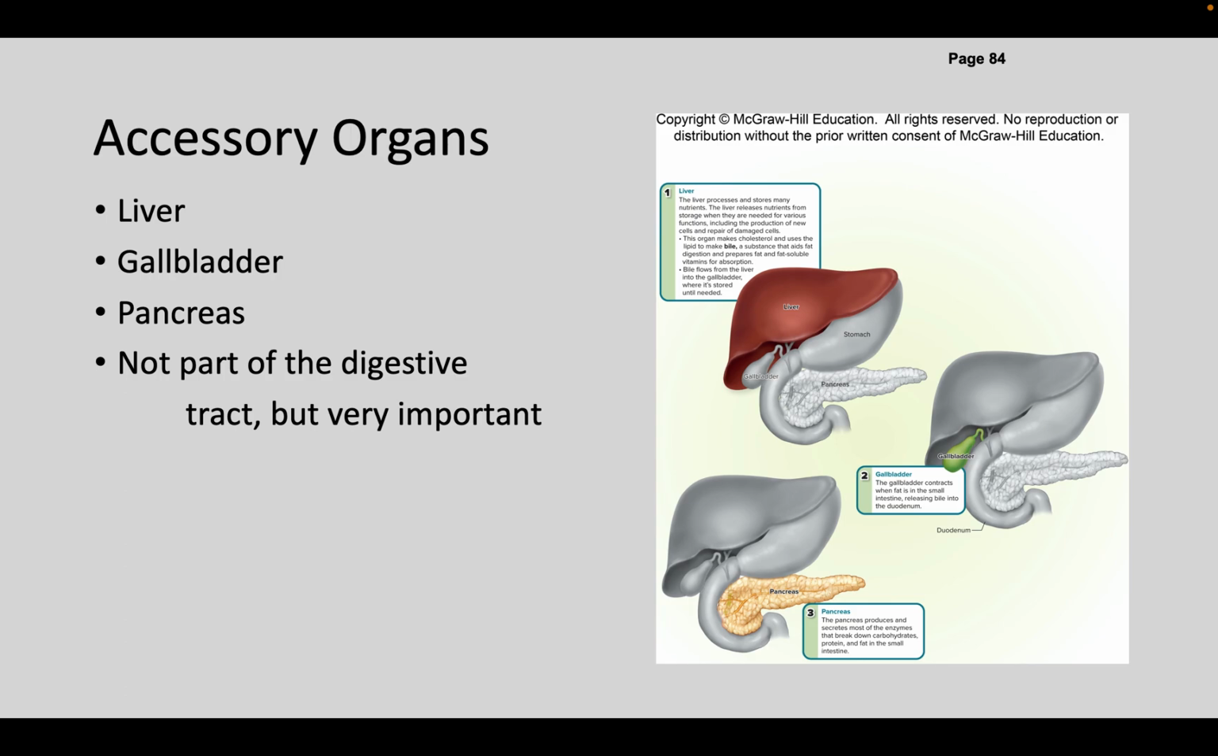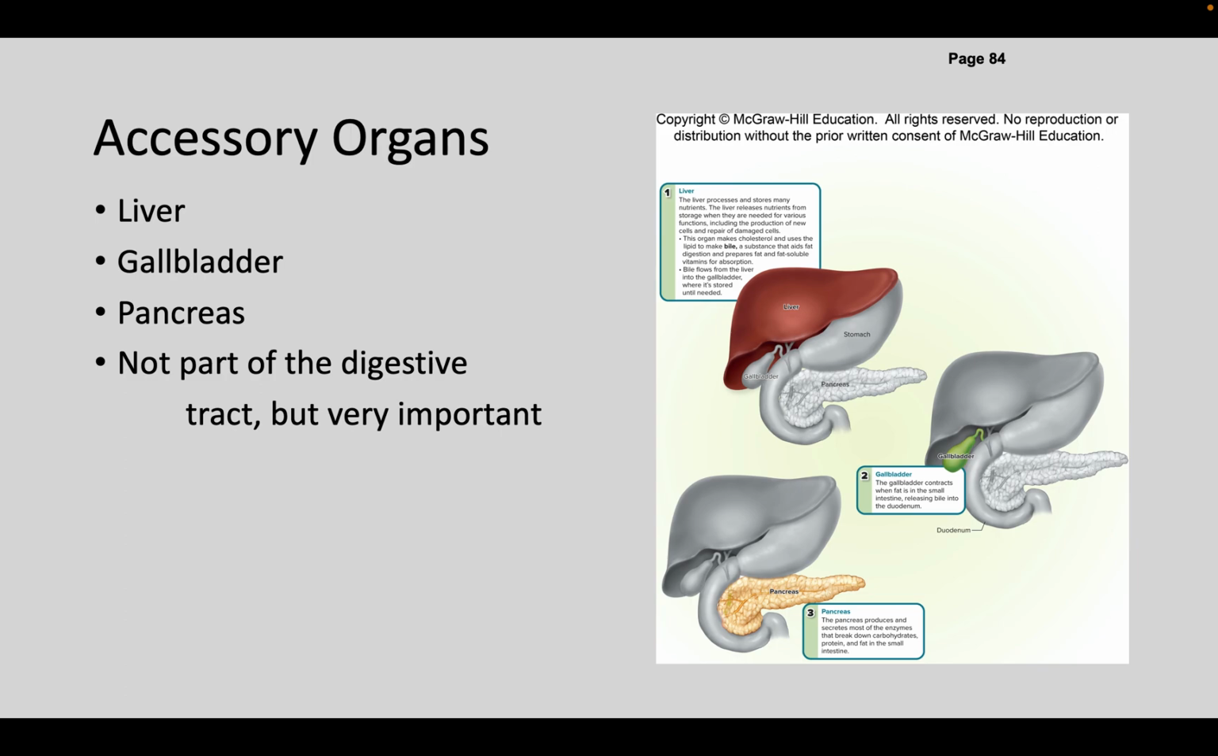When we talk about the organs in the GI tract, we list the mouth, the esophagus, the stomach, the small intestine, the large intestine, the rectum. Together, they make up 30 feet of digestive tract.